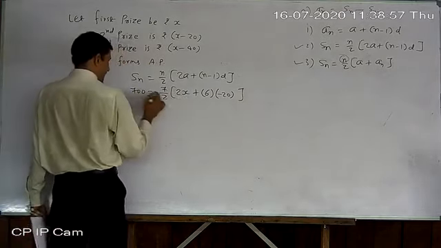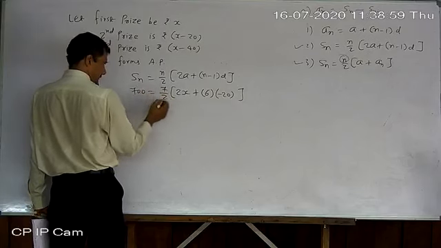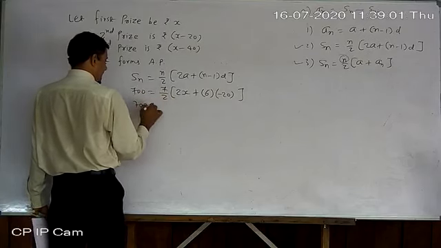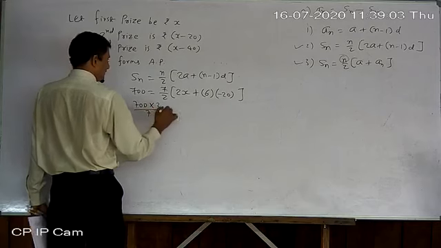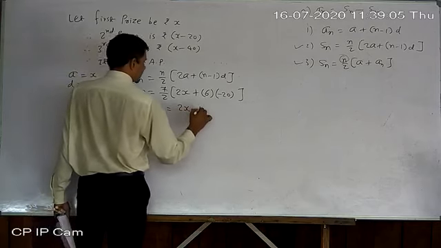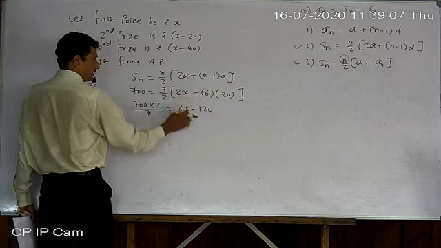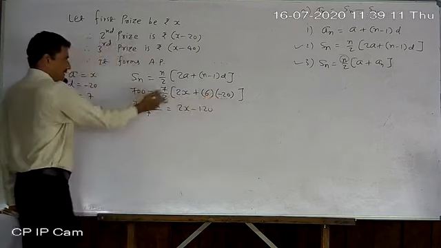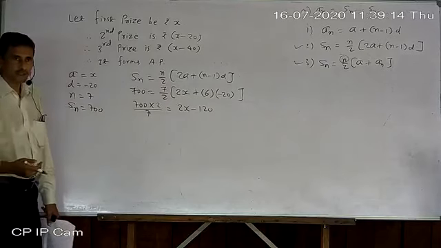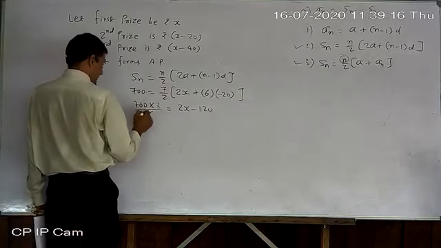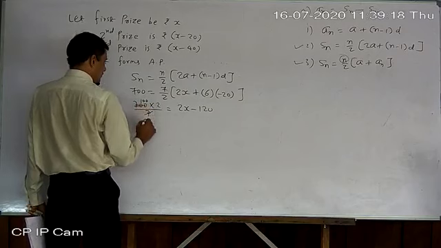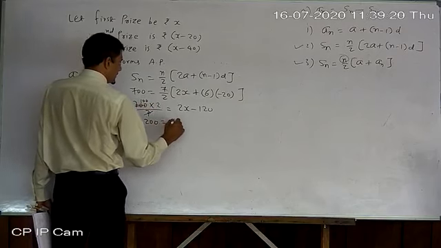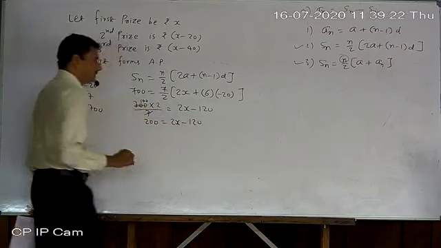Now, just put them here. So 700 into 2 upon 7 is equal to 2x minus 120. 2x, 6 times 20 is 120, plus minus minus. This coefficient is shifted towards the left side. So it is 7 into 100. So 200 equals 2x minus 120.